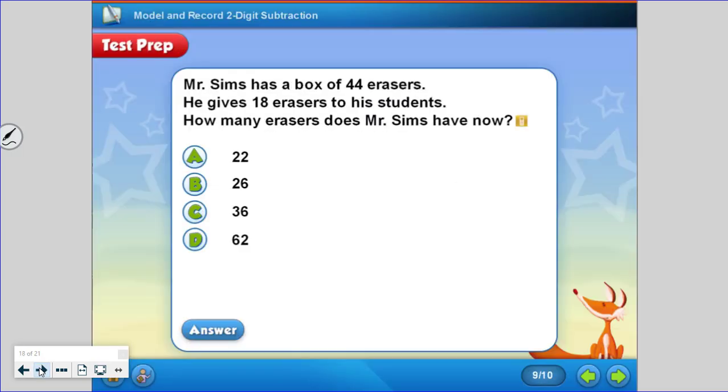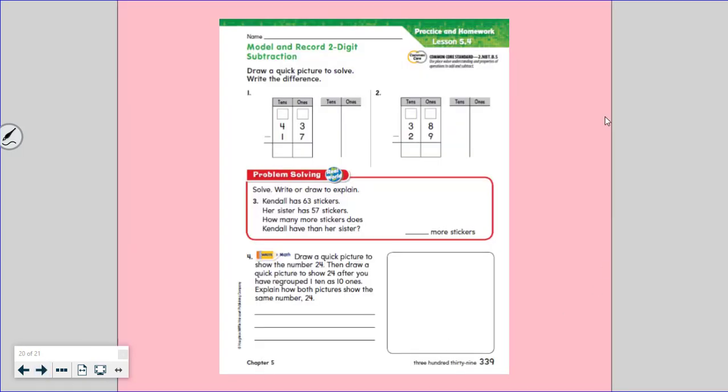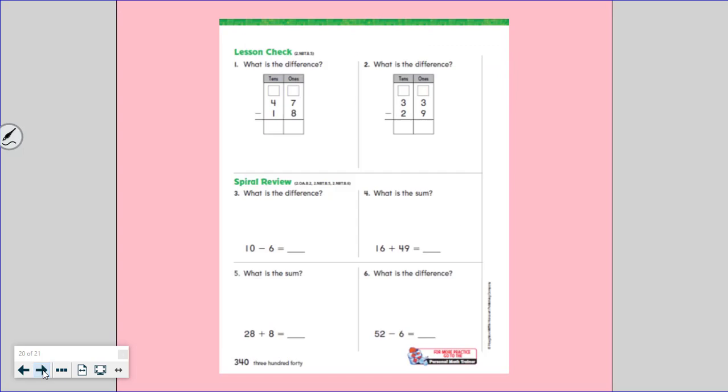Alright, on to the last part that you need to do on your own. You need to do this page. Don't forget to do number 4. Draw a quick picture in the box, write about it, and then do the back page. Alright, good luck.